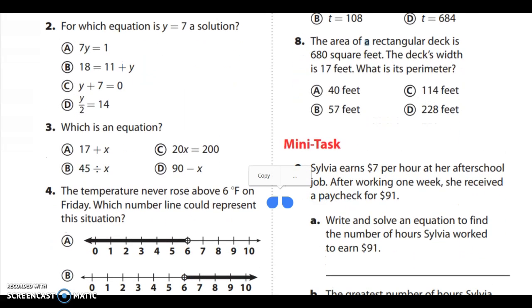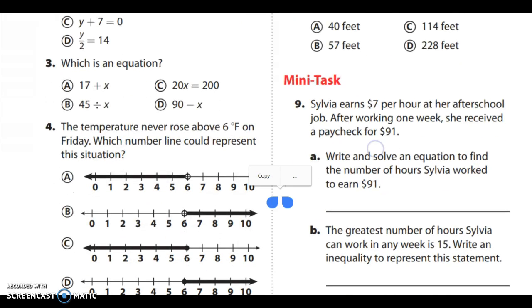Number 2, for which equation is 7 a solution? So what I would do here is I would put 7 in for all of the variables, and see which one of those would be true. So for A, 7 times 7 would be equal to 1. That doesn't make sense. And for B, 18 is equal to 11 plus 7. That is true. Let's do the other ones. 7 plus 7 is equal to 0. That's not true. And 7 divided by 2 is equal to 14. That's almost true. 7 times 2 is equal to 14. But 7 over 2 means 7 divided by 2. That's not true. The answer is B.